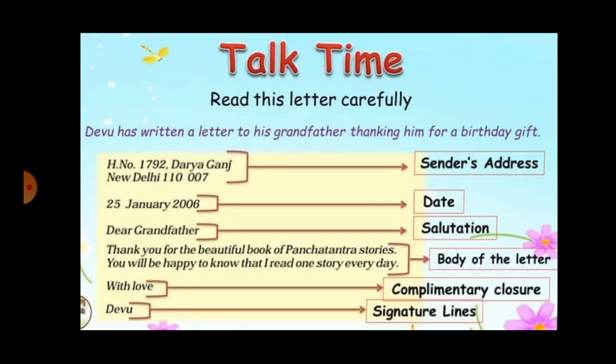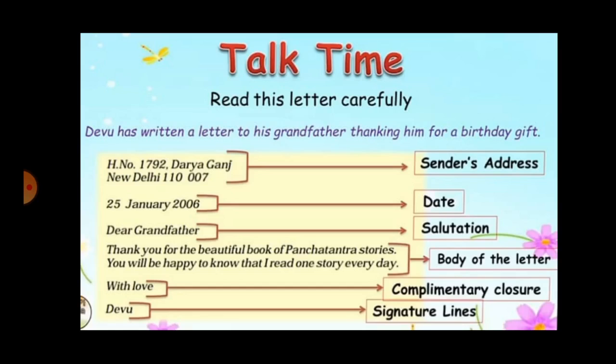First, the sender address is given at number 1792 Daryaganj, New Delhi, and then pin code is written 110007. So first the house number is written, then the area, Daryaganj, and then the name of the city, New Delhi, and then pin code 110007. So in this way, first you have to write house number, then name of the area, and then name of the city, and then pin code if you know.